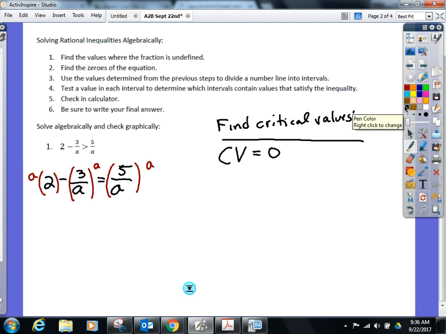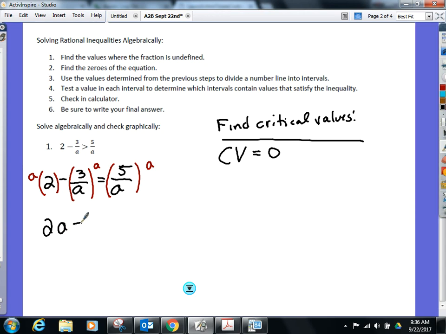All right, so help me out here. What am I going to be left with here? 2A minus 3, because the A's are going to cancel each other out. So minus 3 equals 5. I hope you guys can go from here now to solve for A.